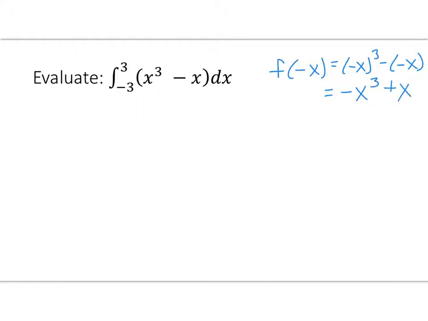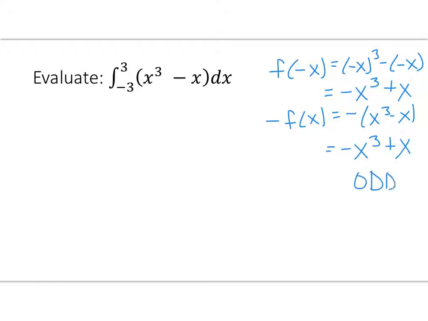And then I'm going to say, well, is that equal to the negation of f of x, which would be the negation of x cubed minus x, which equals negative x cubed plus x. So this is an odd function because f of negative x is the same thing as the negation of f of x. So without doing any more work, this integral is equal to 0.